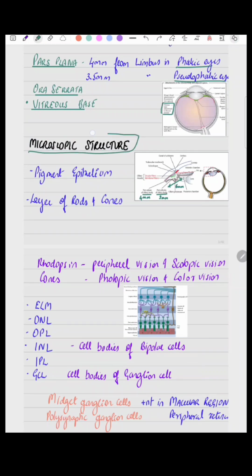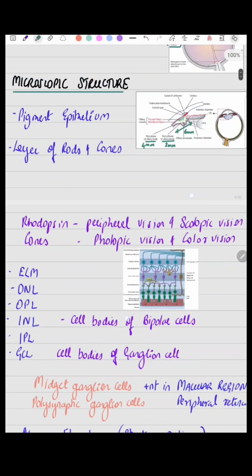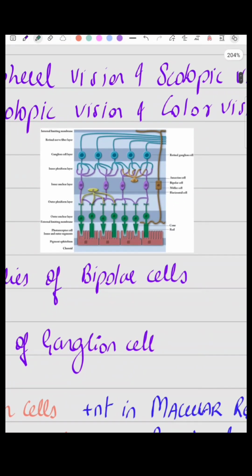There are 10 retinal layers from outer to inner. The first one is the pigment epithelium. It is a single layer of cells containing pigment. This is the retinal pigment epithelium.